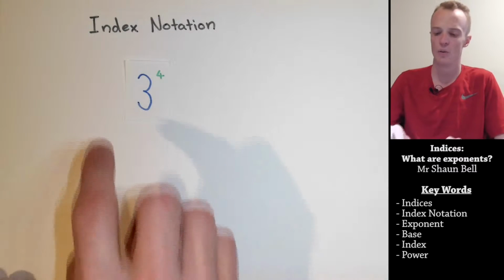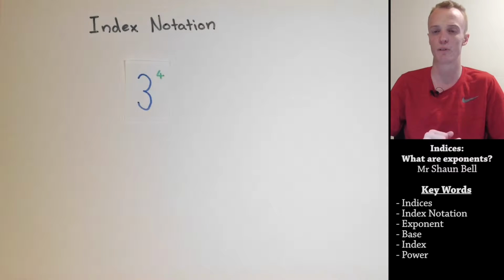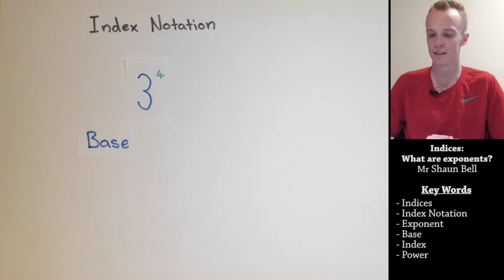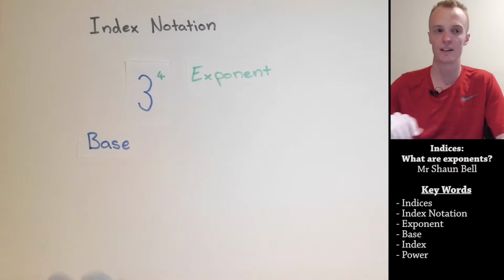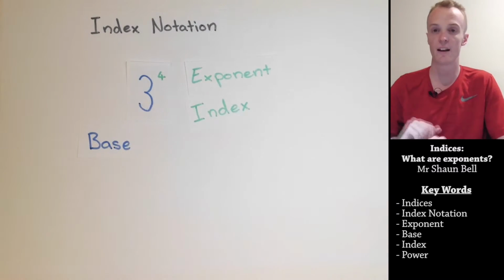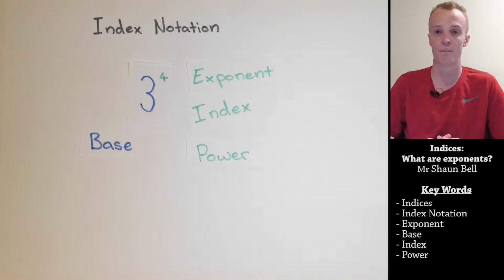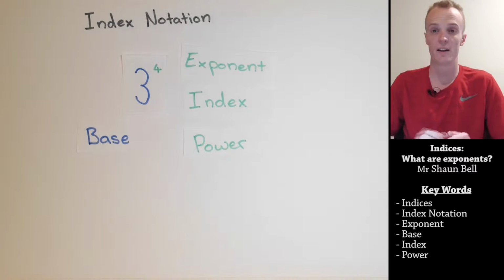But before we do, what I've actually got written here, this really big 3 and this smaller 4 just on the upper right of it, is what we call index notation. It is made up of the bigger number that we refer to as the base and the smaller number which has several names. It can be referred to as the exponent or the index, or most commonly it's referred to as the power. And as we read this statement, we often read it as 3 to the 4th power or 3 to the power of 4.